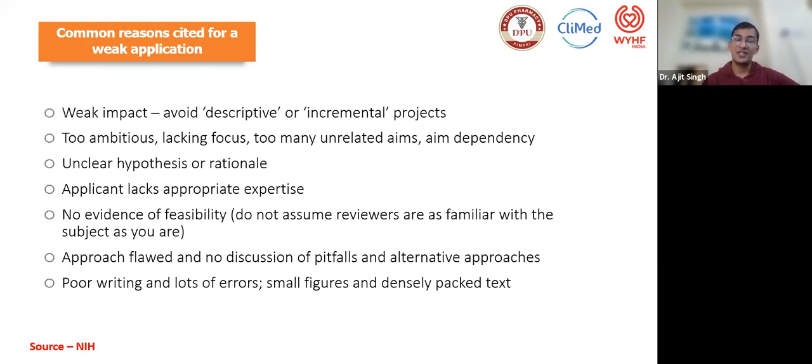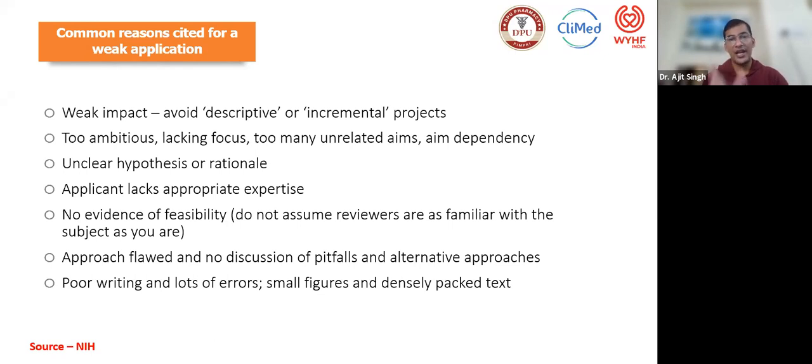Then too ambitious, of course, as I told you, if you write too much you will not get much money, right? Don't write too much ambitiously. Don't be ambitious. Don't lack your focus. Too many unrelated aims and aim dependency is not at all good in your proposal writing. If you think I will write 10 aims and objectives, the reviewing committee will accept my proposal, not at all.